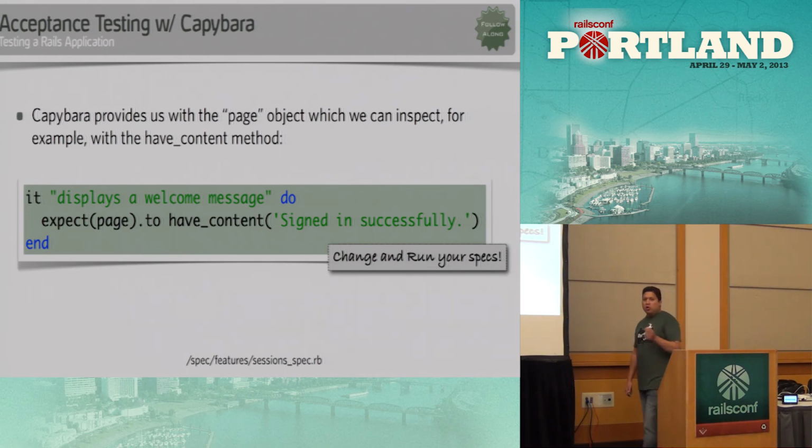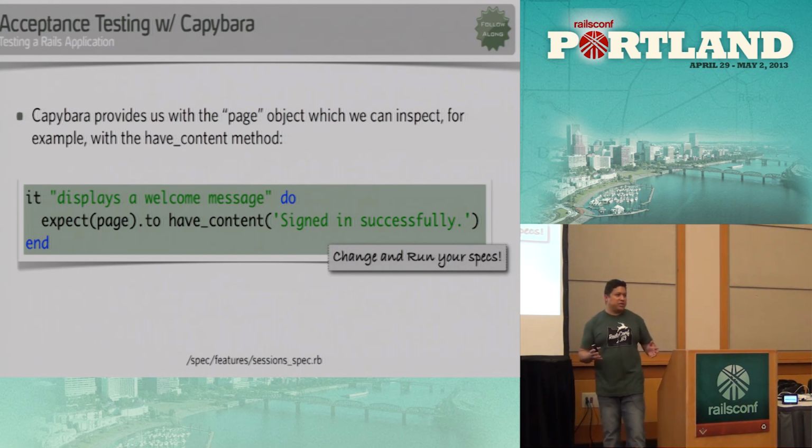Now, to look for that welcome message, I'm using RSpec's expect method. I'm going to expect something off the page. So Capybara makes this page object available to you, so I can interrogate that page object for certain things. The simplest thing that I can do is ask the page if it has some content.